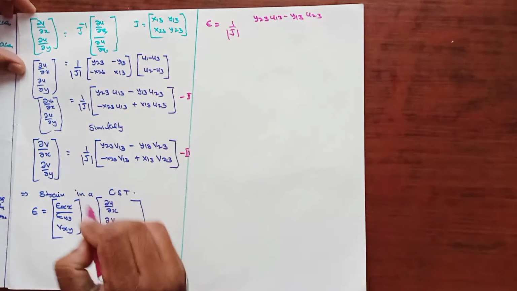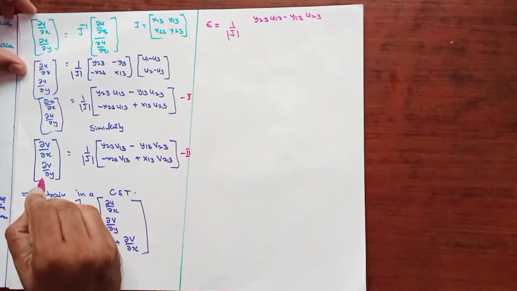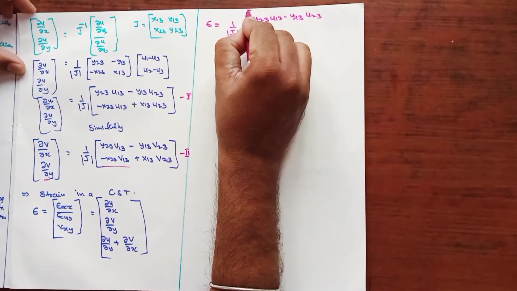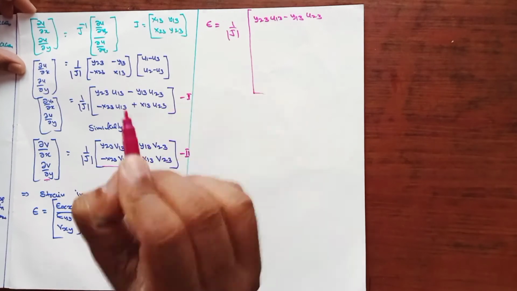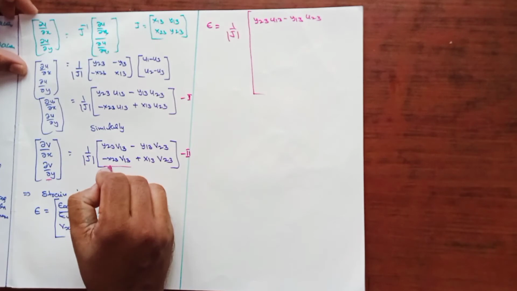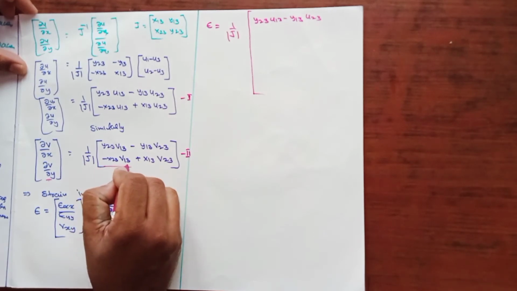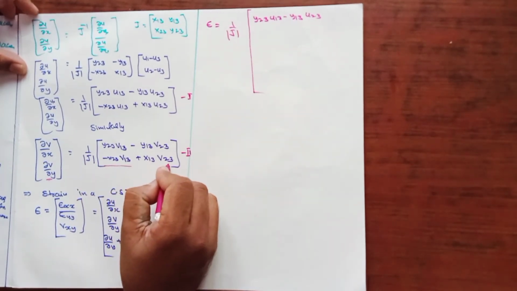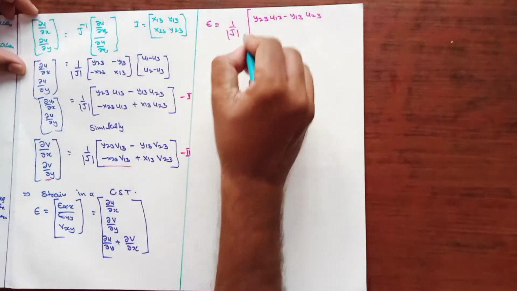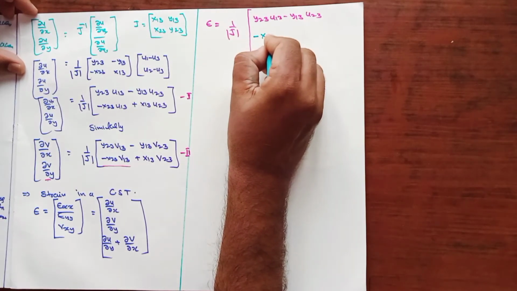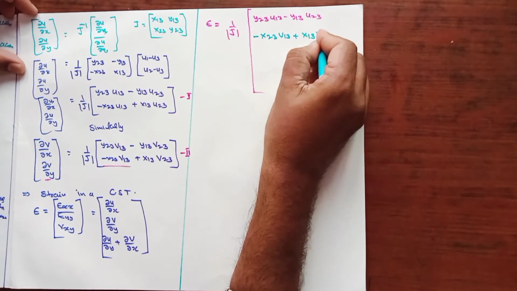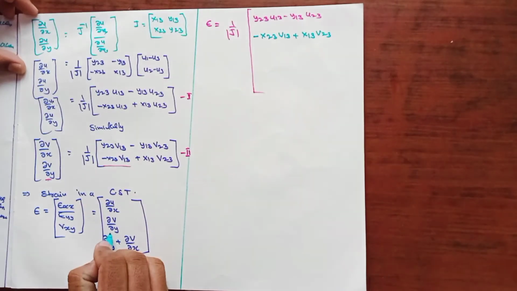Similarly, the next one is ∂v/∂y. So here ∂v/∂y, that is the last parameter. Let us take 1 by det J as a common factor. Then the next element can be written as ∂v/∂y is equal to 1 by det J of minus x23 v13 plus x13 v23. This is the second element, ∂v/∂y.